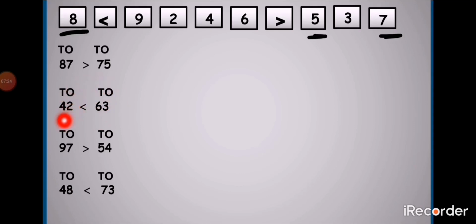Now compare them. Is 42 greater or smaller than 63? Compare the ones first, because it's the smallest place value. So here are 2 ones, here are 3 ones. This means 42 has fewer ones than 63. Now compare the tens. The first number has 4 tens and the second number has 6 tens. It means 42 has fewer tens. So 42 is less than 63. So we put the less than sign. The pointed side is towards 42 and the open side is towards 63.